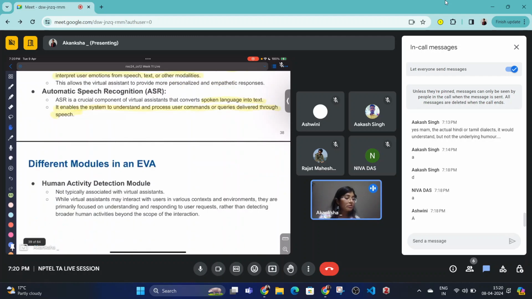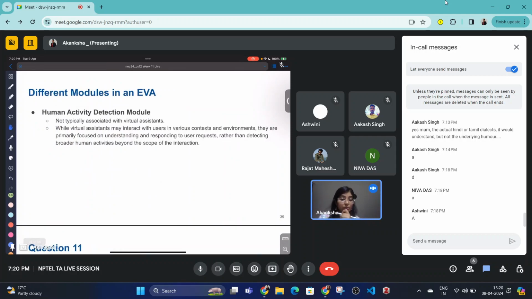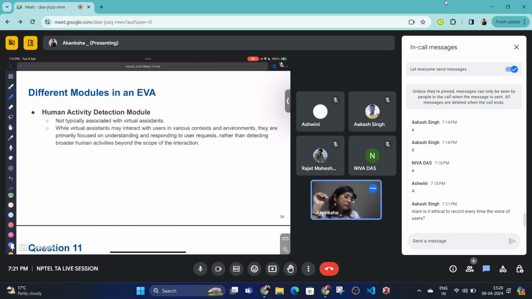But when we talk about the human activity detection module, it is usually associated with whether the person is sitting, standing, or running. These activities are not typically associated with virtual assistants. Virtual assistants can be in different contexts and environments, but they are primarily focused on understanding and responding to user requests, and activity detection is beyond the scope of this interaction.